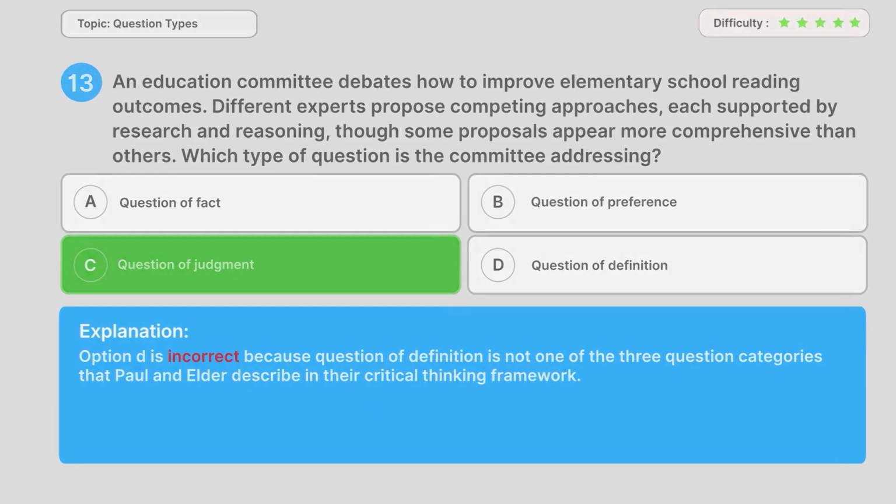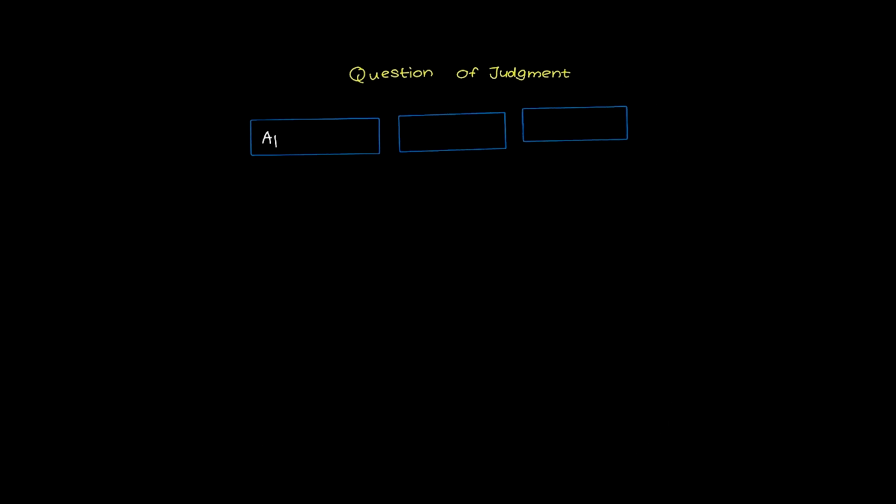An education committee debates how to improve reading outcomes. Different experts propose competing approaches, each backed by research, though some appear more comprehensive. This is a question of judgment. Paul and Elder describe these as questions involving evidence and reasoning within multiple systems, where there are competing answers and some are better than others.